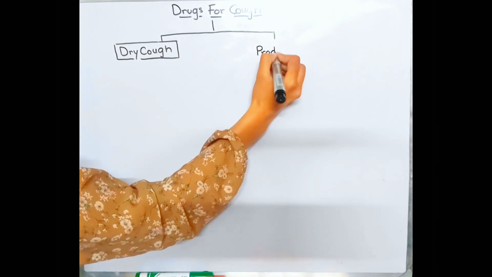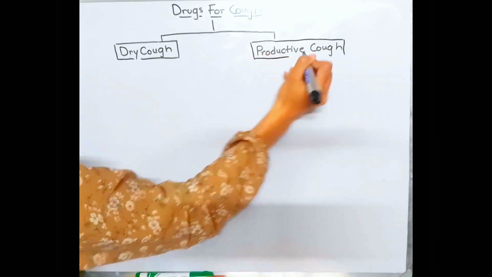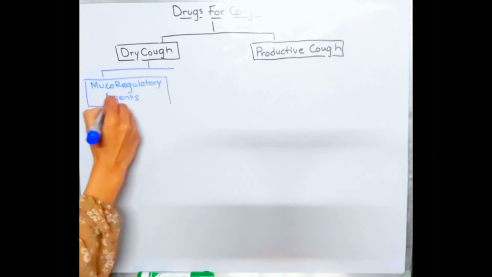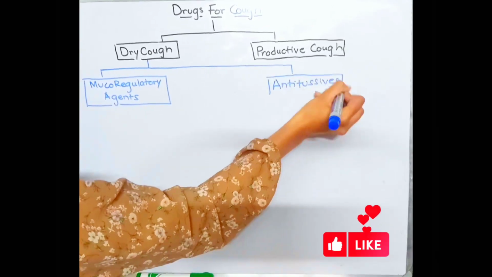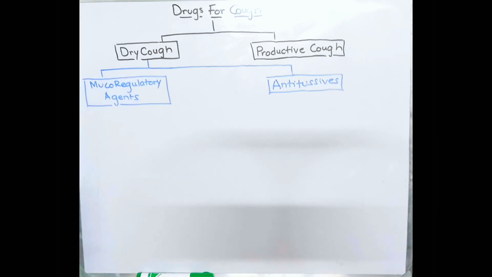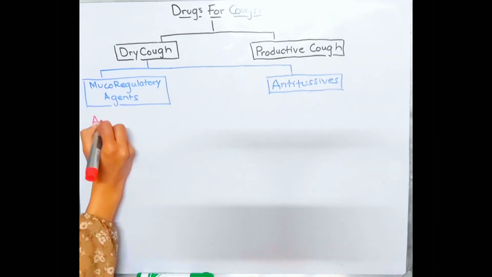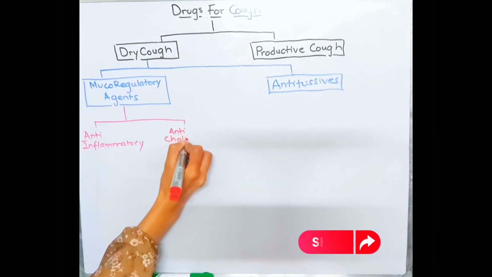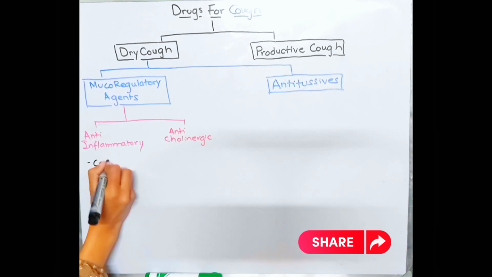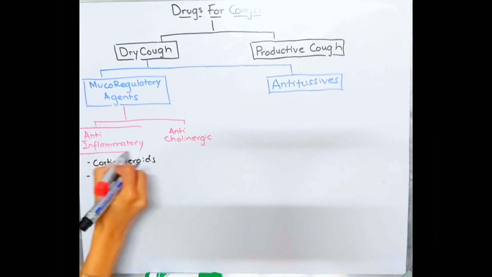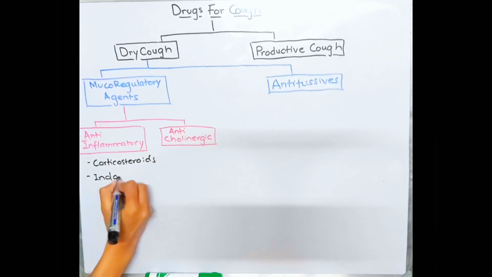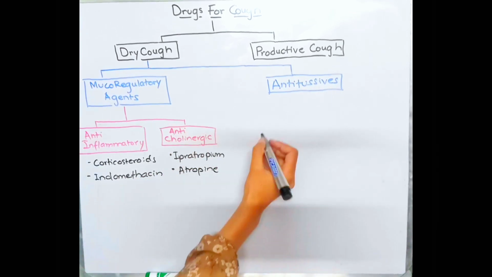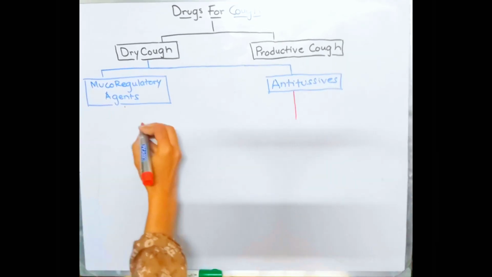So we're going to discuss the drugs that are present in the class of the dry cough and the productive cough. There are two classes of drugs that are given in case of dry cough. These are the antitussives and the mucoregulatory agents. In the mucoregulatory agents, there are anti-inflammatory agents and anticholinergic agents. In case of the anti-inflammatory agents, corticosteroids and indomethacin can be given. And in the anticholinergics, we have ipratropium and atropine.